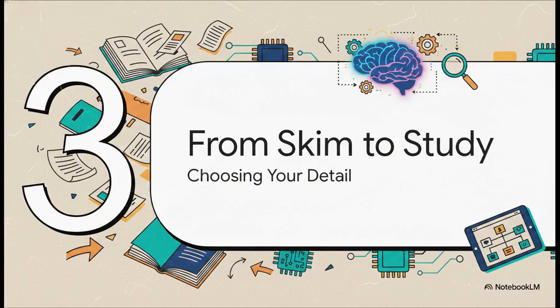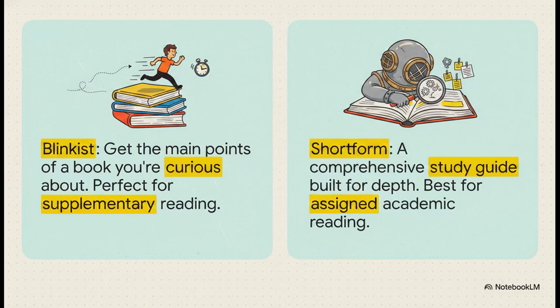Okay, so let's dig into those first two levels, skimming versus actually studying. How do you pick? Well, it all comes down to what your goal is for that specific book or paper. Think of it like this. Blinkist is all about breadth. It's perfect for getting the main ideas from some supplementary reading that you don't need to master. Shortform, on the other hand, is built for depth. It doesn't just give you a summary, it gives you a whole comprehensive study guide for stuff you really need to know inside and out.